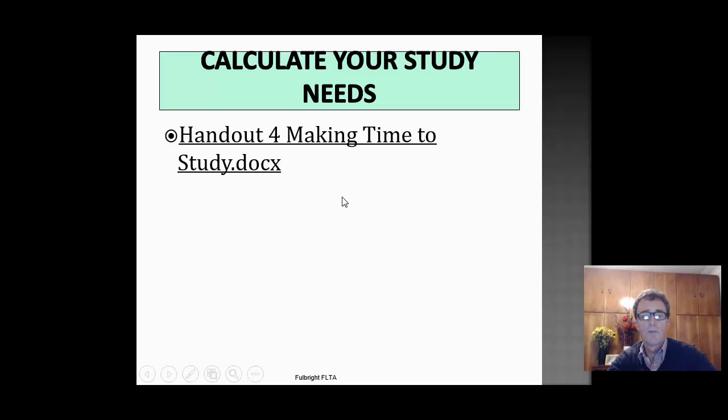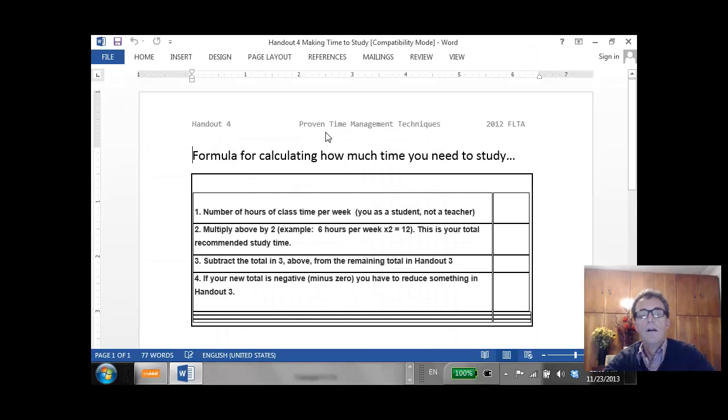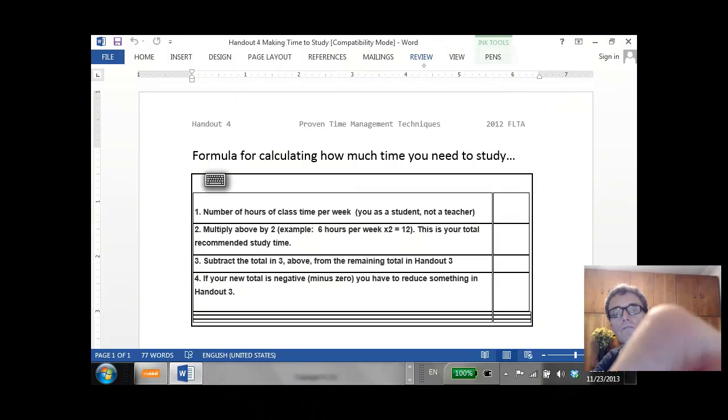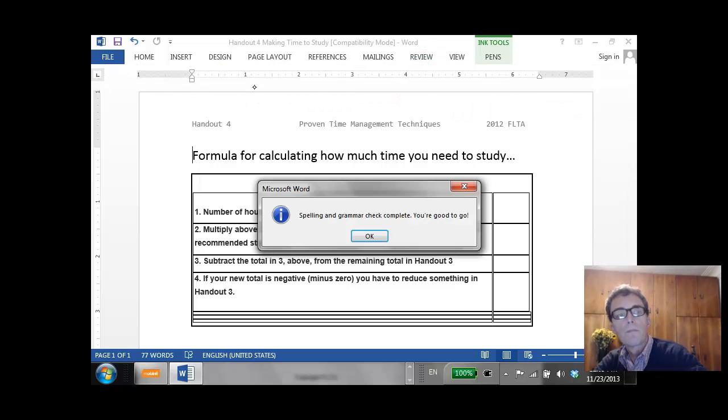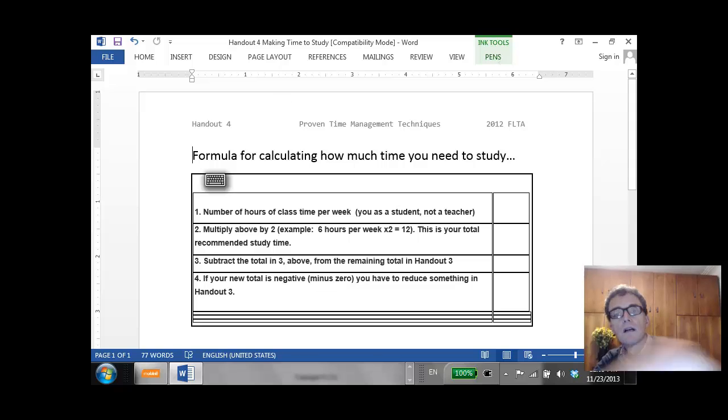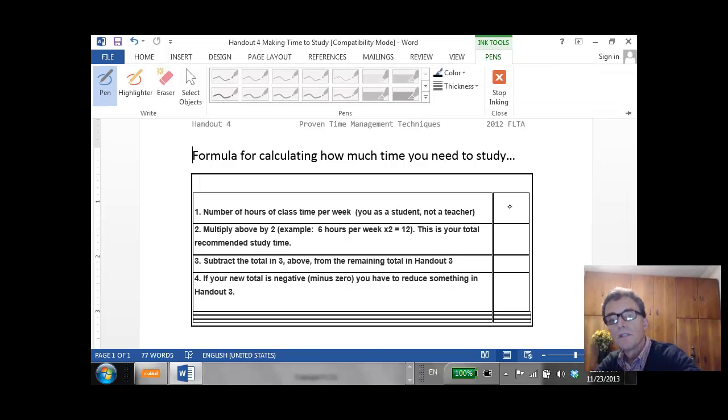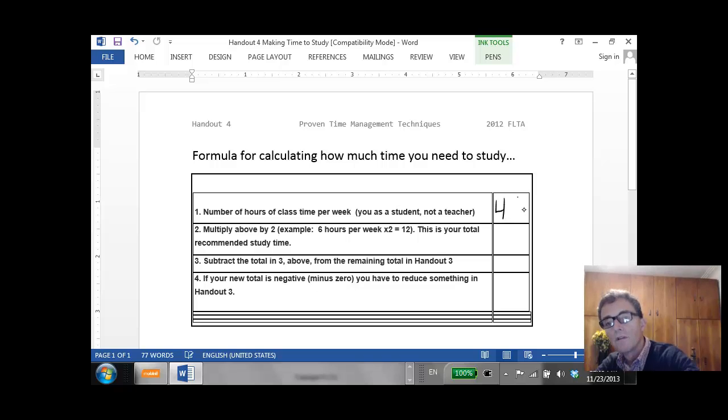Now we're going to move to handout number 4, making time to study, calculating your study needs. All right, so you need to come up with the number of hours of class time per week. That's the number of hours of you as a student. So let's say that's 4.5 per week. And then we're going to multiply the above by 2.